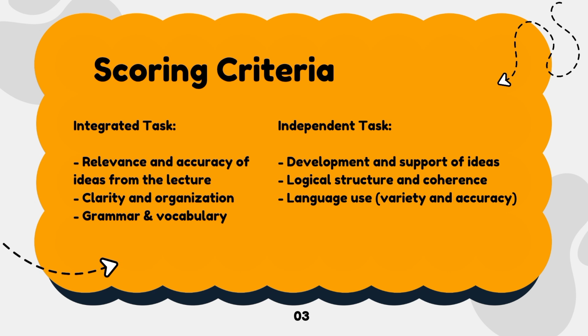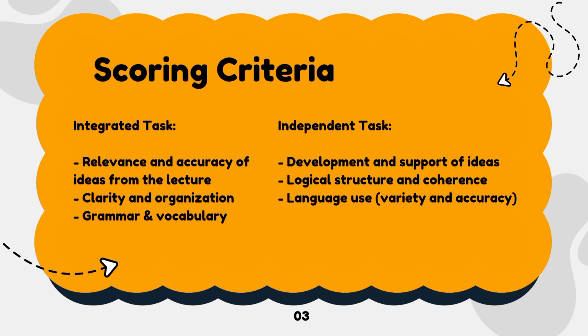And for the independent task, development and support. We need to fully explain our opinion and support it with strong reasons and real life or logical examples. Logical structure and coherence. Our essay should have a clear structure, intro, body paragraphs, and conclusion, all flowing smoothly. Language use, variety and accuracy. Just like in the integrated task, we should use a good mix of sentence types and vocabulary. And of course, grammar accuracy really matters too.